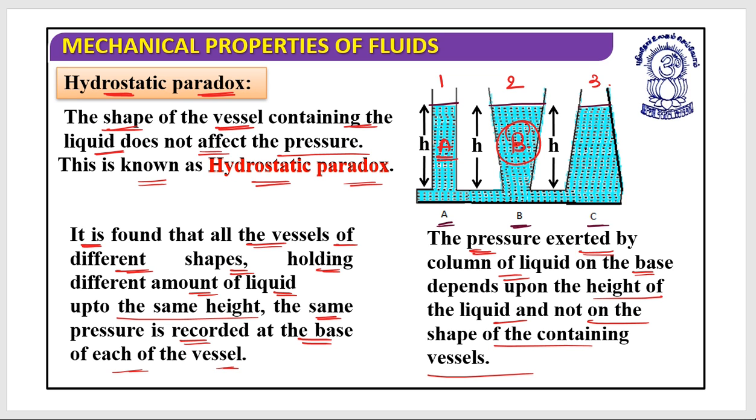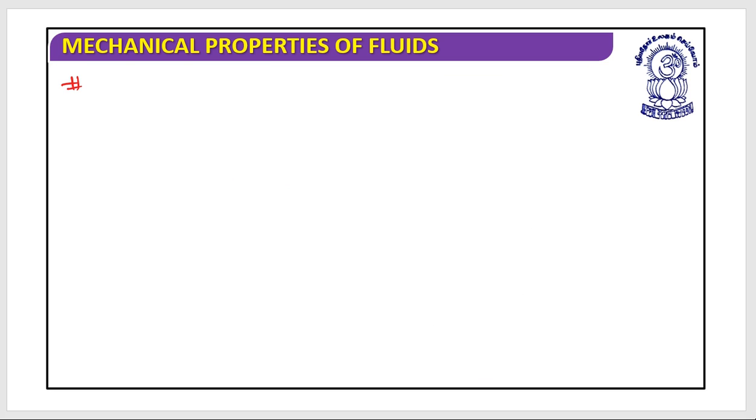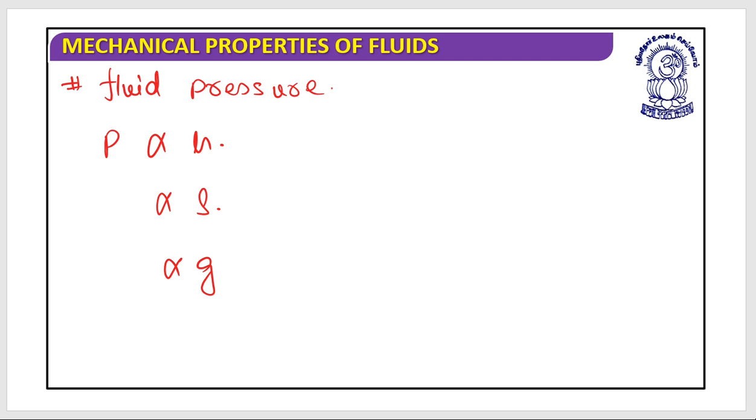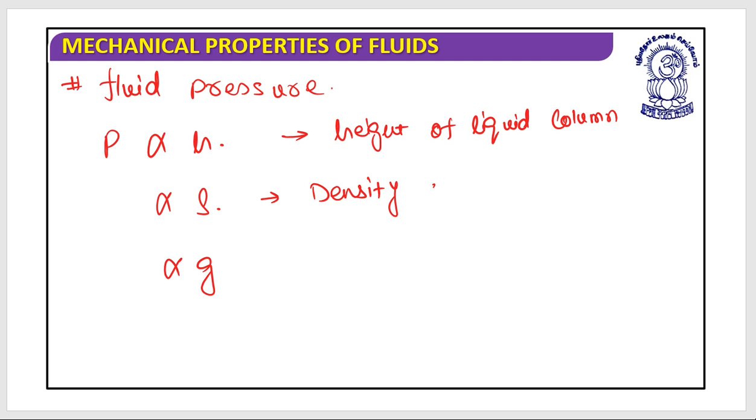I hope this is clear. Is it clear? So please keep in mind that fluid pressure depends on the height of the liquid column, the density of the liquid, and on g. Here h is the height of the liquid column, rho is the density of the fluid, and g is the acceleration due to gravity.